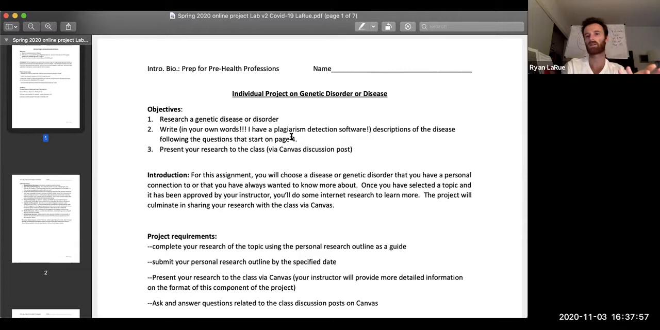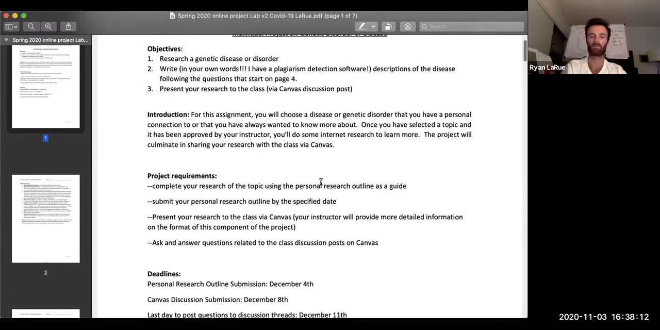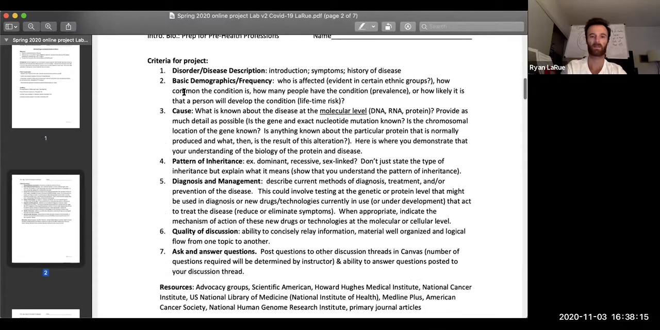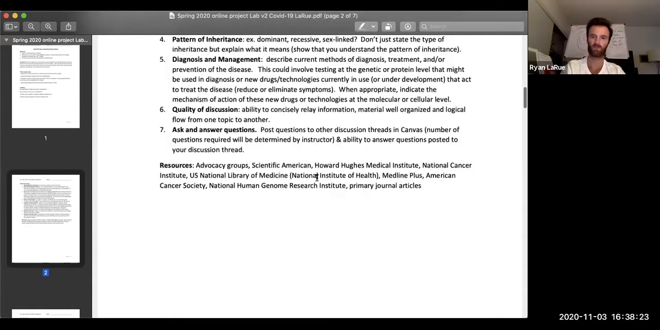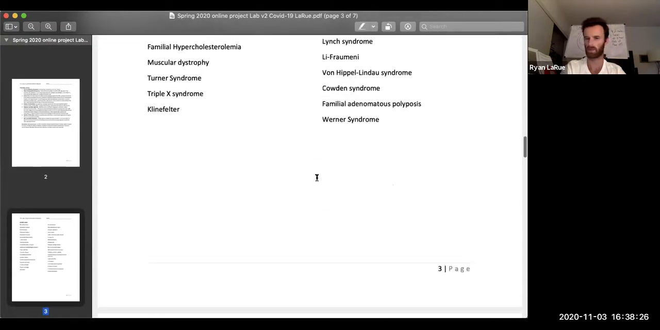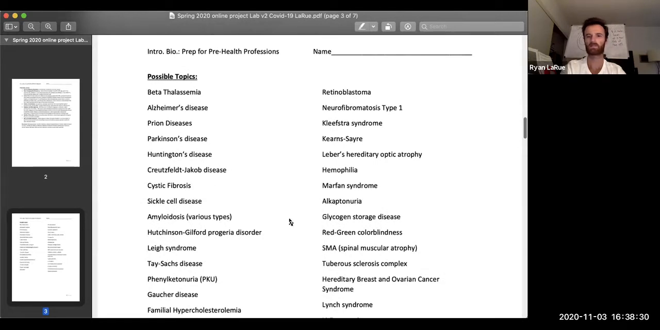And really this project, just to keep it short for you guys, it's similar to the journal. You're going to be researching a topic and writing about it, but it's a little more guided, where there's essentially some categories with details that I want you to write about. If you take a look at the third page here, there's a bunch of these diseases, genetic disorders. I want you to choose one that could be random, or one that you've heard about, that you're interested in, or even one that you have a personal connection to, and do your project on one of these genetic diseases.